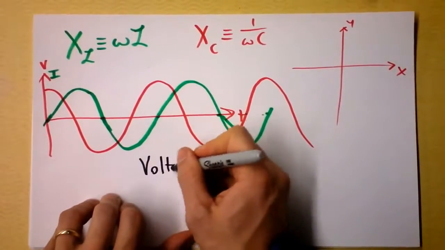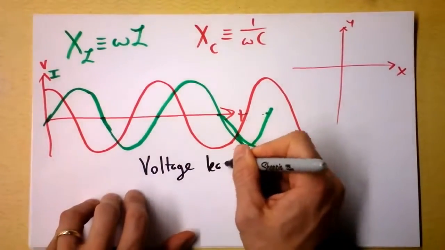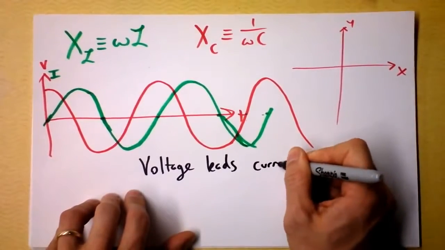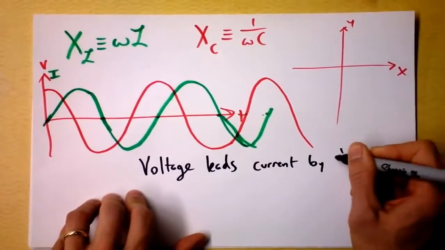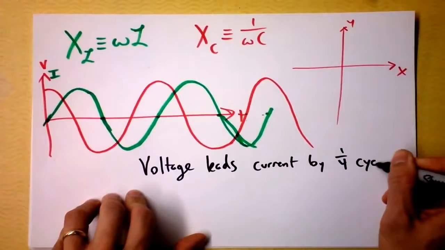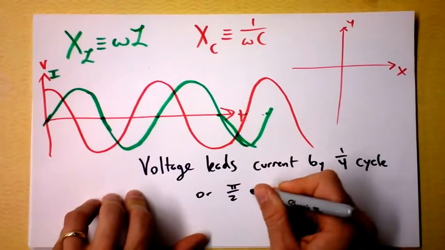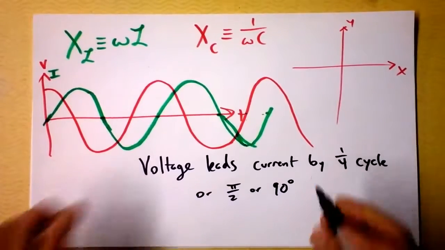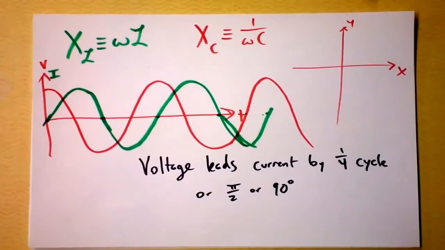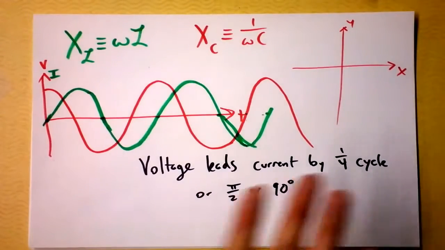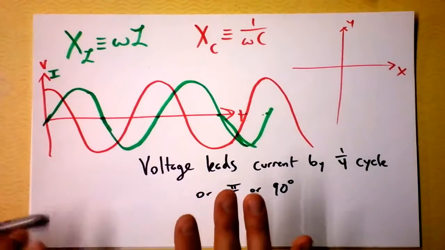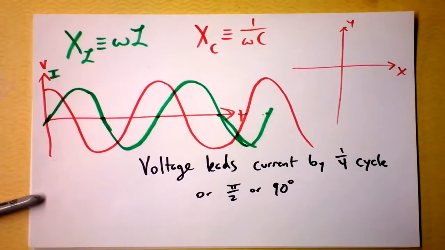Voltage leads current by 1/4 cycle, or pi by 2. Or 90 degrees. I don't care how you say it, but the voltage is ahead of the current, and that's because of the definition of inductance and essentially Faraday's law of magnetic induction.